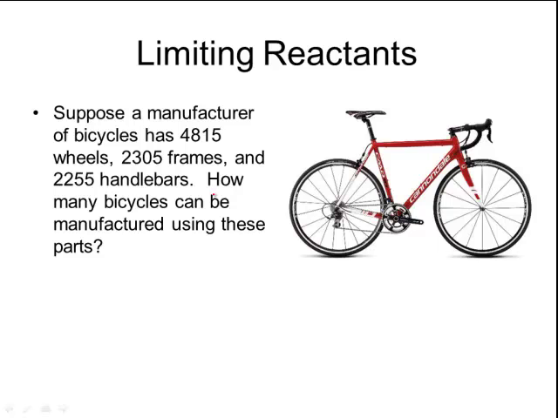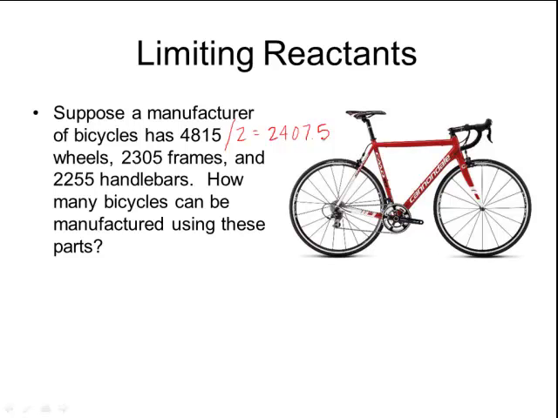So in order to solve this problem, I need to know how many of each item is actually needed to build a bike. I know that I need 2 wheels in order to build 1 bike, so I'm going to take the number of wheels and divide it by 2, and that will tell me how many bikes I'm able to make using the wheels alone, or 2,407.5 bikes. I know that I need 1 frame for every 1 bike, so I could build 2,305 bikes with the amount of frames that I have.